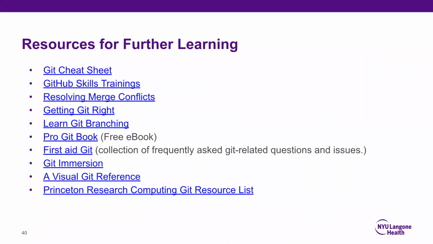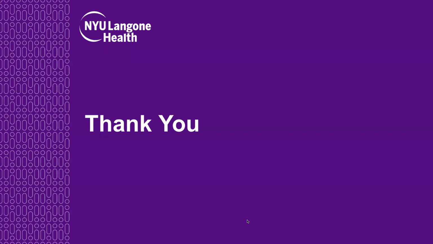Today is probably a crash course for a lot of people, and we're really just scratching the surface when it comes to learning Git. There's a lot more to learn. So I put together a list of resources. There's a really good Git cheat sheet, which is a quick reference guide to some of the most common commands. There's also a link for resolving merge conflicts, some additional skill building, and trainings from GitHub. Actually, the GitHub trainings are very, very good. And then there are some free ebooks available on the internet, and some other reference guides for you. And that is it.